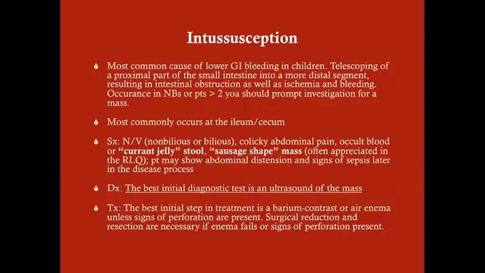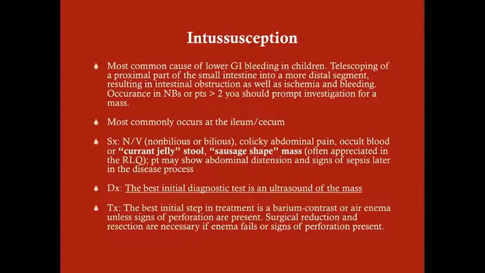Okay, intussusception. Now, this is a disease of pediatrics. This is the most common cause of lower GI bleeding in children, particularly in infants. What intussusception is, it's a telescoping and invagination of a proximal part of the small intestine into a more distal segment. So the proximal portion is pushing itself into a more distal segment, and that's going to cause problems because, one, it's going to obstruct the intestine, and two, you're going to get ischemia because it's going to twist the blood vessels around. And because you get ischemia, then you get necrosis and then therefore bleeding.